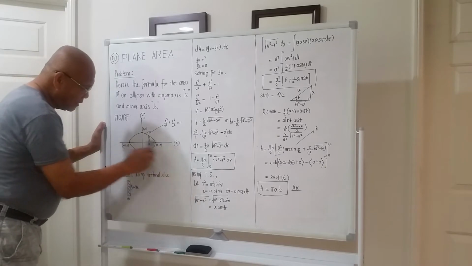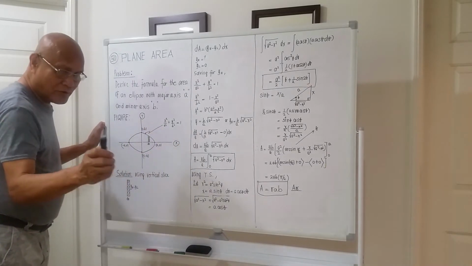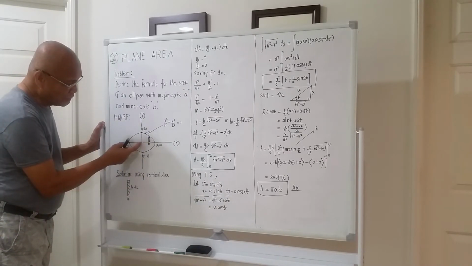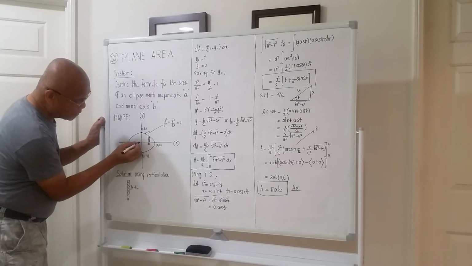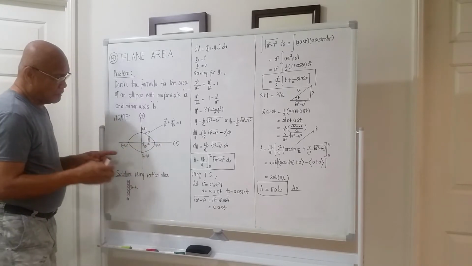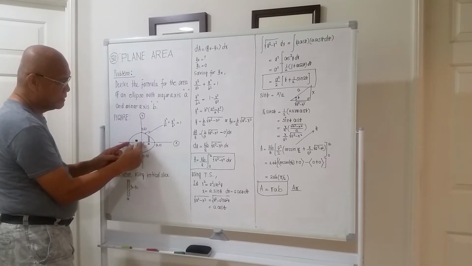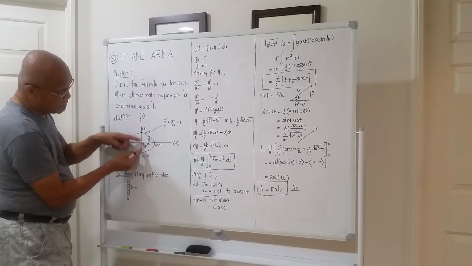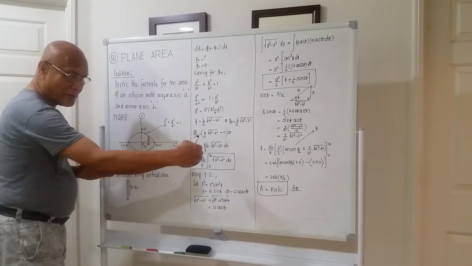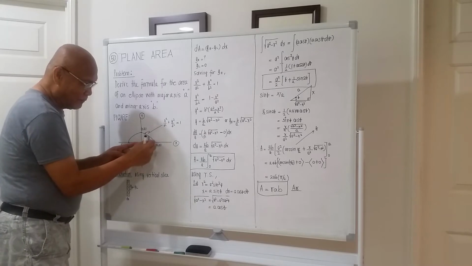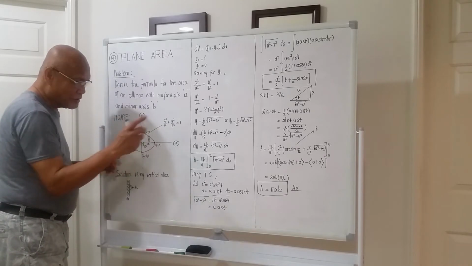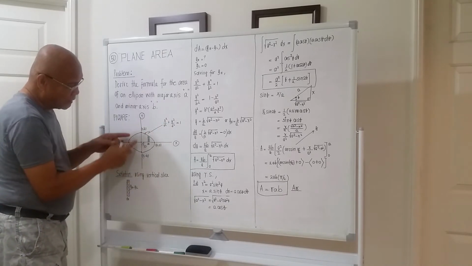Y-axis, X-axis. To simplify calculation, we will just draw an ellipse with center at the origin, 0, 0. Okay? The major axis is A, and the minor axis is B. The major axis is parallel with respect to the x-axis. The bigger dimension is parallel with x, and the smaller dimension, which is referred to as the minor axis, is parallel to the y-axis.